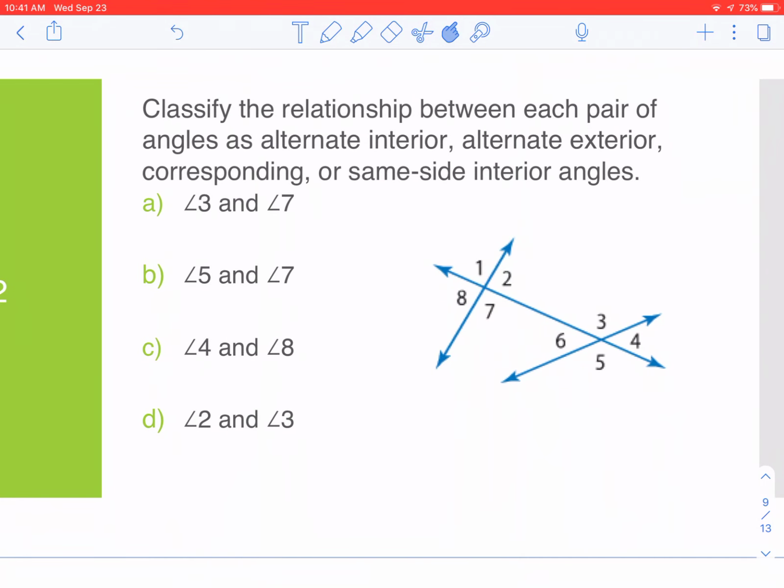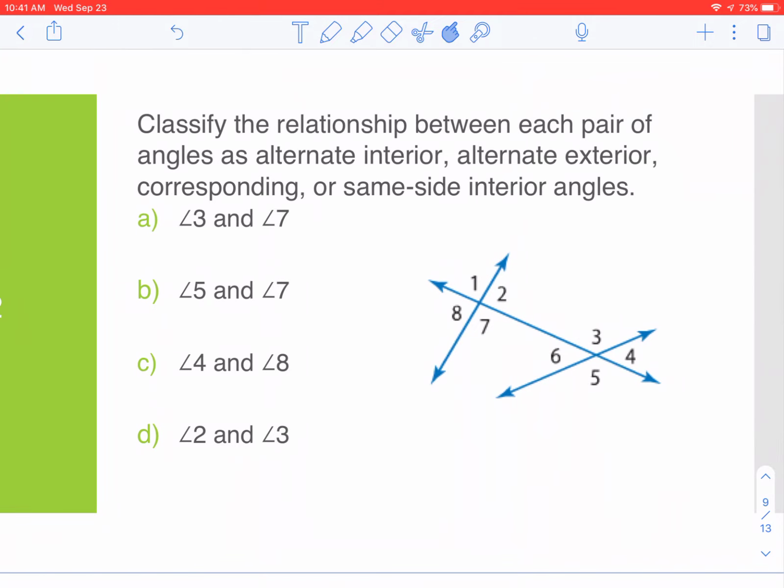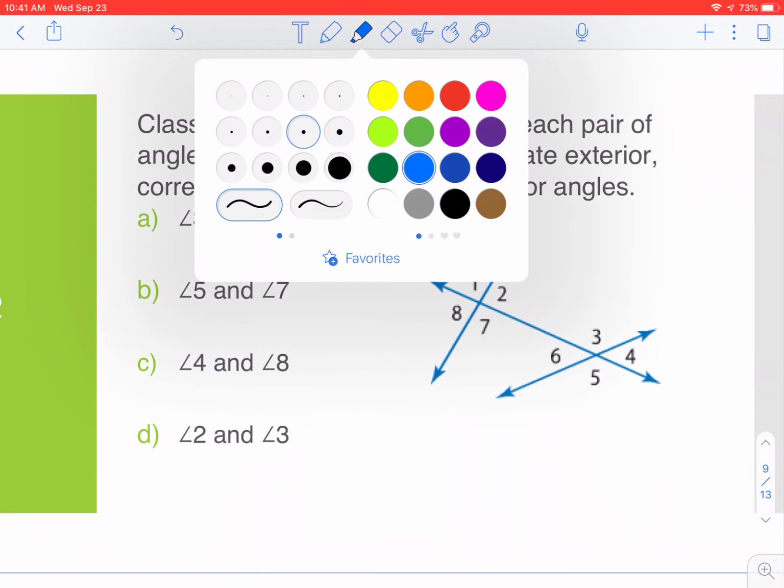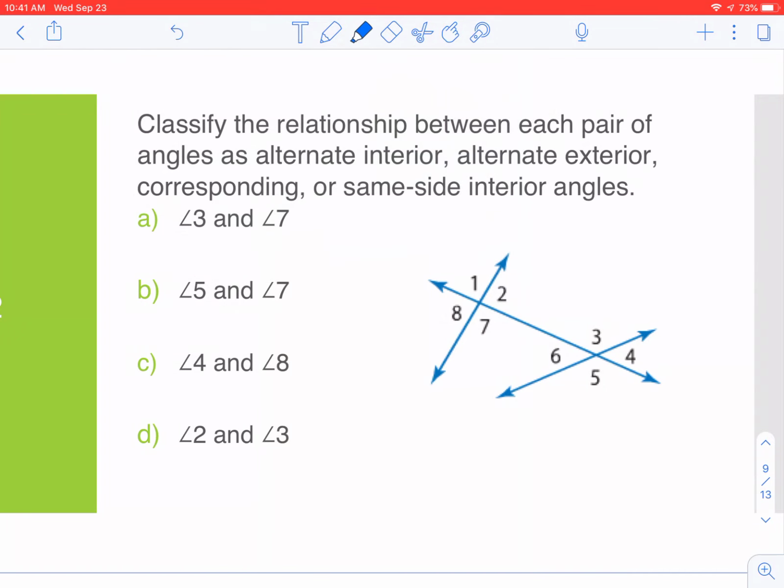Okay, so this is how I'm going to teach this. We're going to classify the relationship between each pair of angles as, here's our vocab, alternate interior. Let's use a better highlighter for that, a bigger one. Alternate interior, alternate exterior, corresponding, same side interior. You guys are going to start hearing these every day. Hopefully you'll get really good at them.